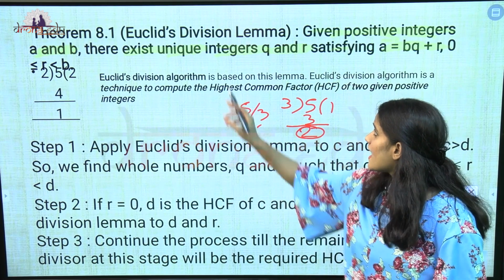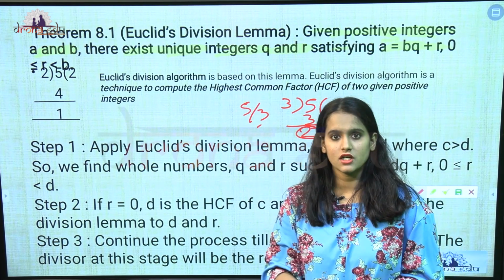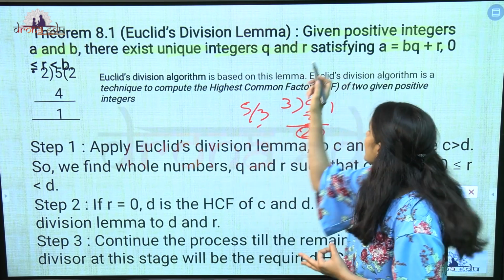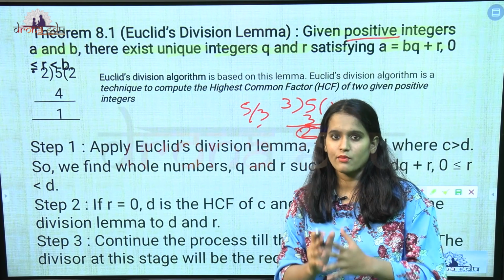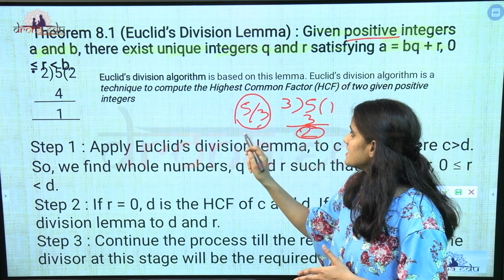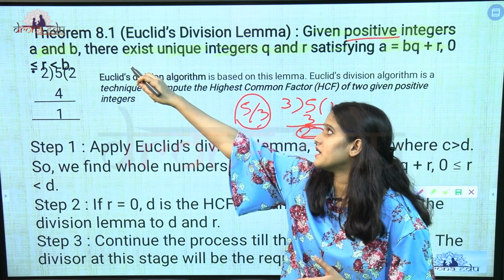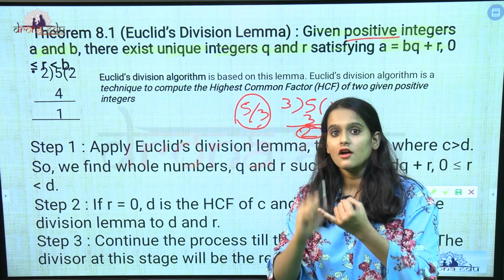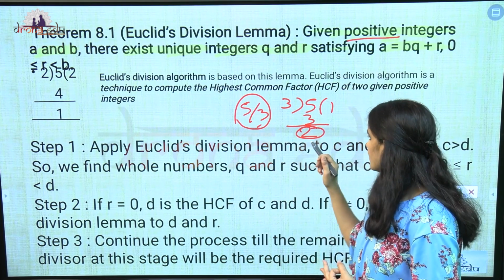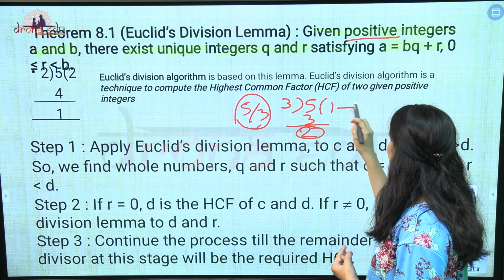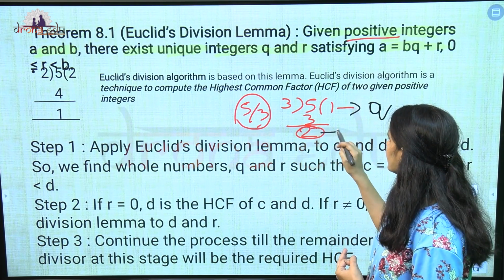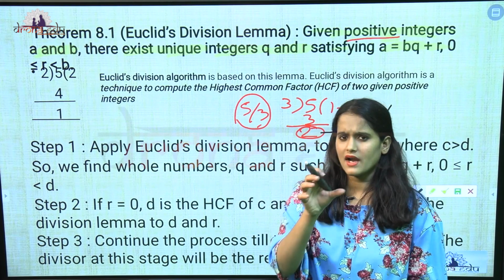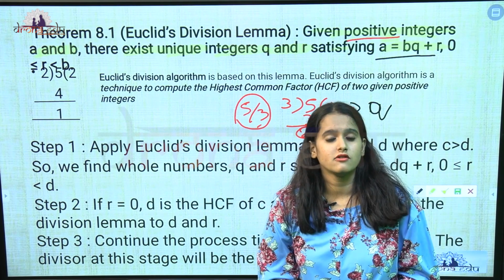Now here it is given that for a given positive integer. In integers we have negative and positive, right? But here we are considering only the positive integers. It is very important. So in this case the positive integers are 5 and 3, which are a and b. So there exist unique integers q and r, which are nothing but the quotient and remainder. Here the quotient is 1, which I write as q, and the remainder is 2, which is r. From this I can write an equation: a = bq + r.